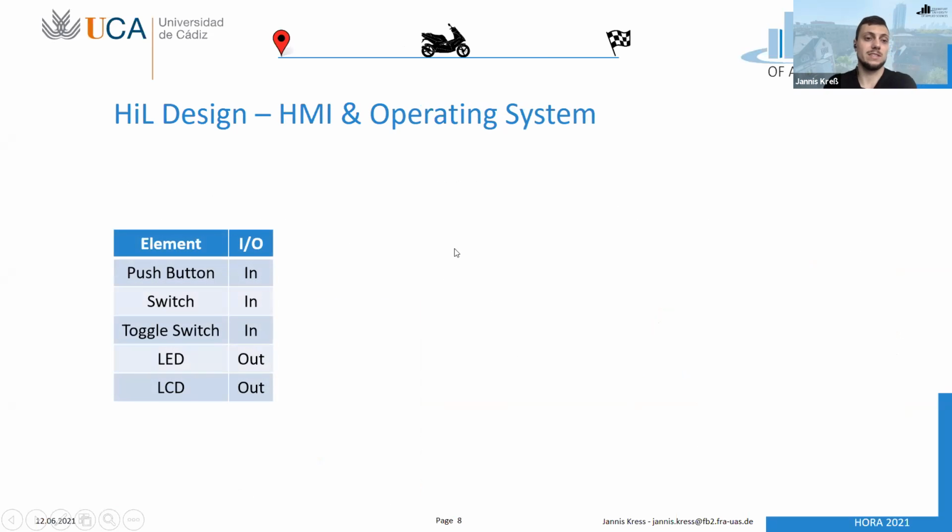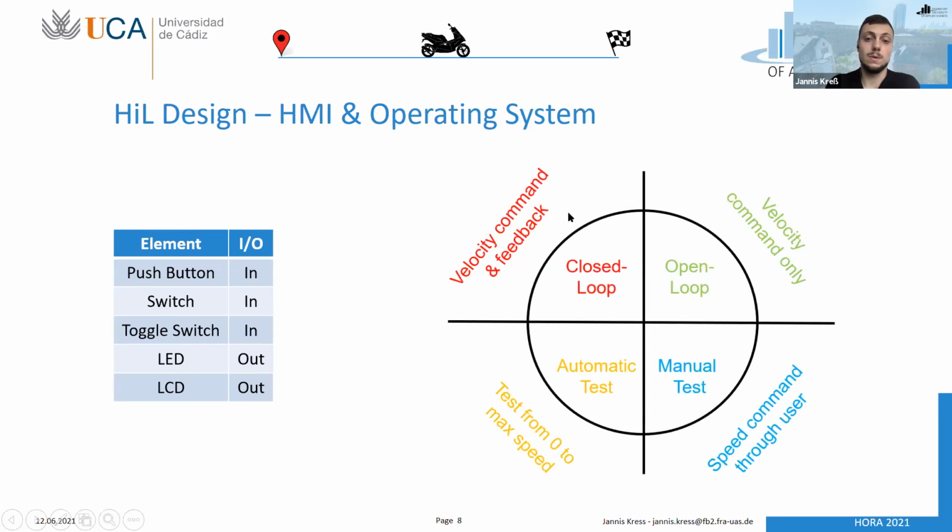The HMI is quite simple. There are some push button switches and toggle switches for operating, and as output we have an LED giving some system state and an LCD for operating through the menu, for example. I have implemented 4 different operating modes.